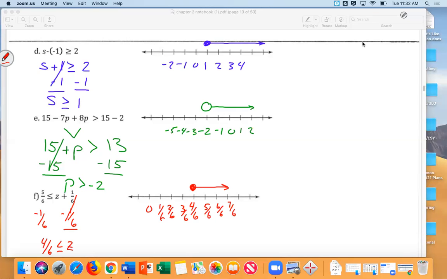It's in section 2.2. Nate, following along?